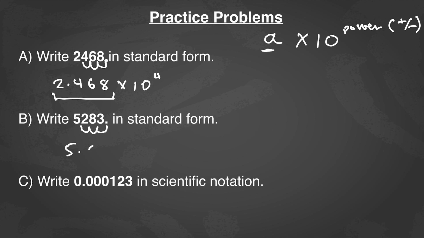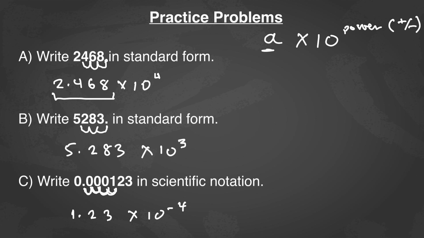So I'm going to have 5.283 times 10. Again, we've moved it to the left, and we've moved it 3 times, so it's going to be positive here. What about this one? For C, we have to move the decimal 1, 2, 3, 4 times. But we've moved it to the right. Therefore, we are going to have a negative power. So I'm going to have 1.23 times 10 to the negative 4, right? So move 1, 2, 3, 4. Yep, negative 4. And this is how we go about writing standard form.